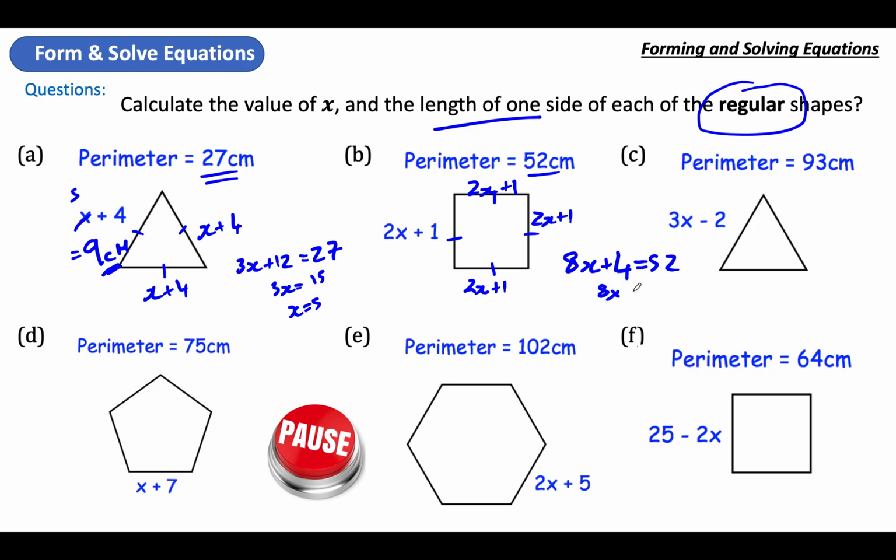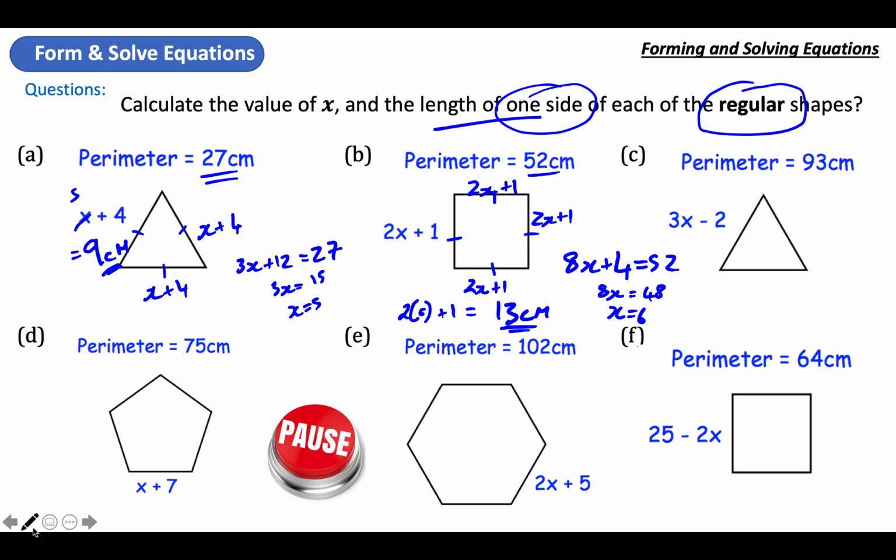Take away 4 from both sides, 48. Divided by 8 to get x equals 6. But remember, it's asking for the length of one side. Well, if it's 2x plus 1, that means it's 2 lots of 6 plus 1, which is 13 centimeters.